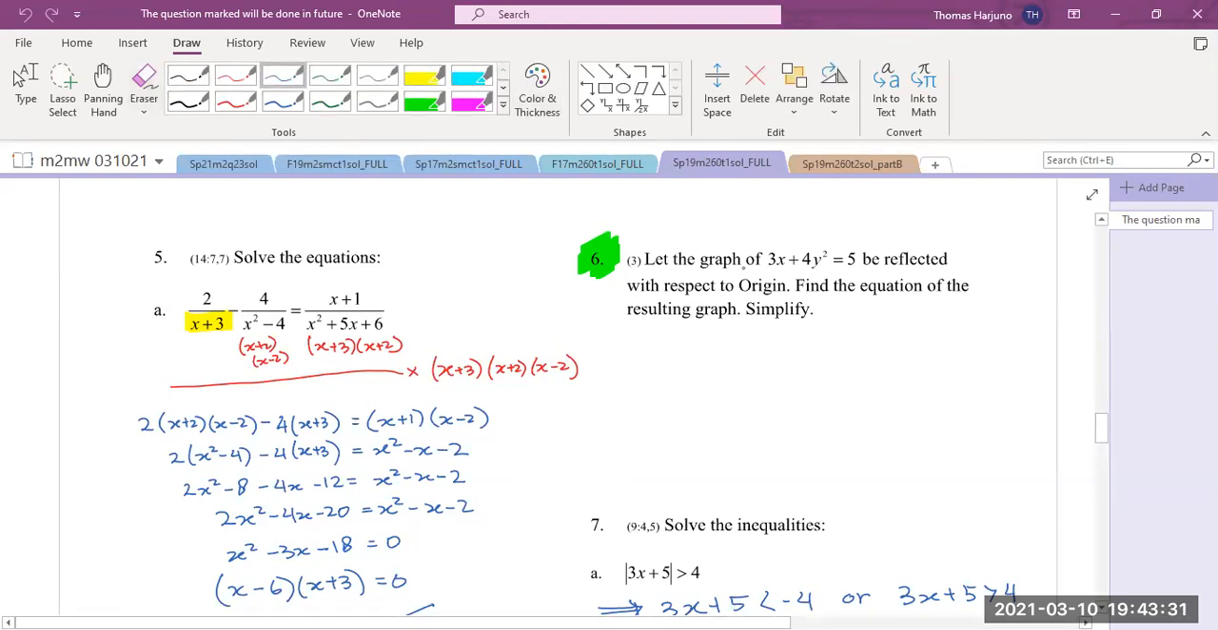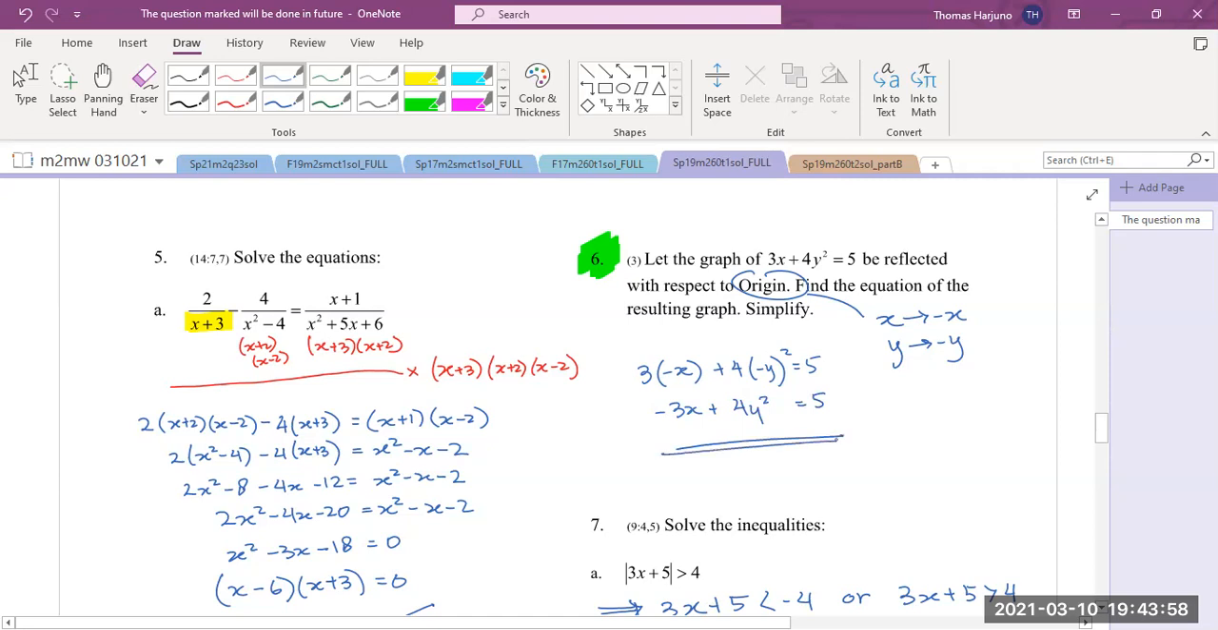Okay, if we reflect with respect to the origin, then x becomes negative x, y becomes negative y. So that's what you will do to the equation. Replace x by negative x, replace y by negative y, and of course simplify. That's negative 3x plus 4y squared equals 5. That's the end of story.